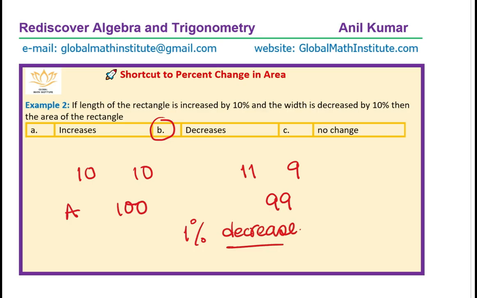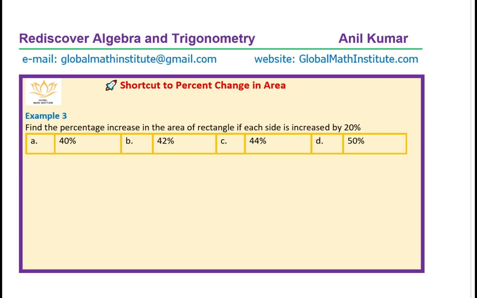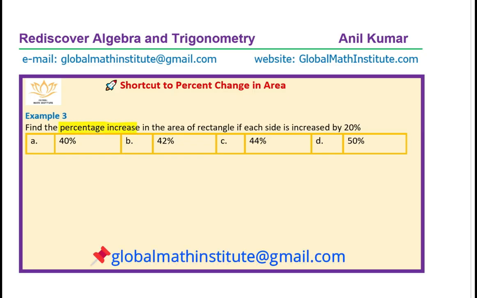You may be required to find the percentage change also. Then, in that case, it's a straightforward answer. Great. Let's take up the last question now, which is example 3. Here it is: find the percentage increase in area of a rectangle if each side is increased by 20%. So it is the percentage increase which we have to look into, correct? Options are given to us.